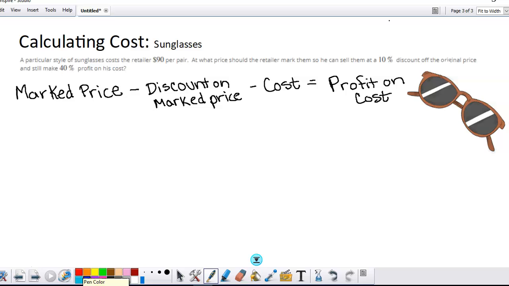A particular style of sunglasses costs the retailer $90 per pair. At what price should the retailer mark them so he can sell them at 10% discount off the original price and still make 40% profit on his cost? So as we saw before, the marked price is always going to be our X for a Hawk's version of these problems. And the discount on the marked price will be the discount percent times that marked price. So 10% of X. Our cost, $90 a pair.